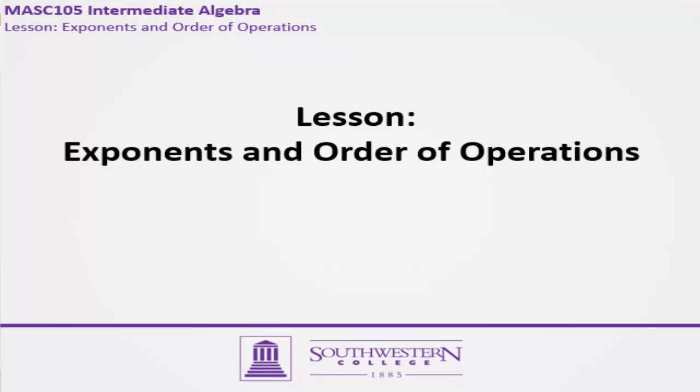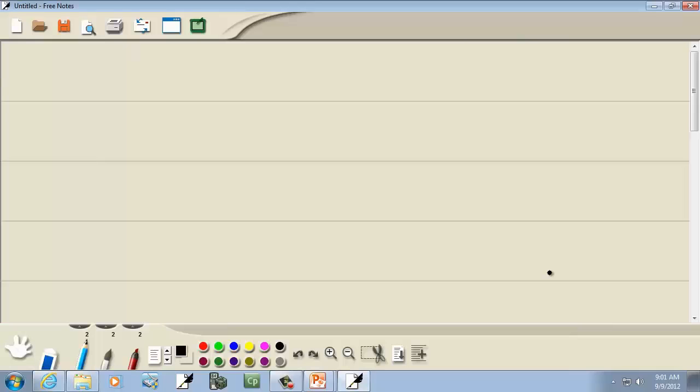Let's take a look at exponents in the order of operations. First, let's talk a little bit about exponents. Let me give you an example of one. This right here is an example of an exponent. It's a number that's smaller, set up like that.